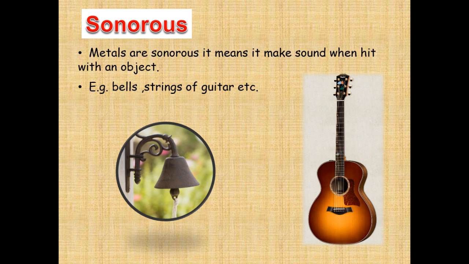And the other property is sonorous. Metals are sonorous. It means they make a sound when hit with an object. You can see this in school bells and fire alarms. These use the property of sound. And mainly in musical instruments. Each wire produces a different sound according to the diameter and the material of the wire. That is why most instruments, like the guitar, use metals.